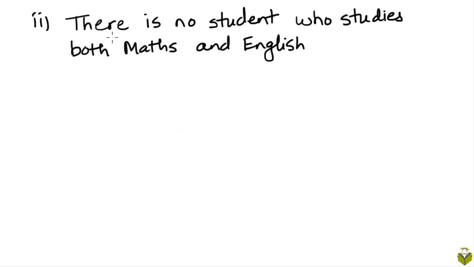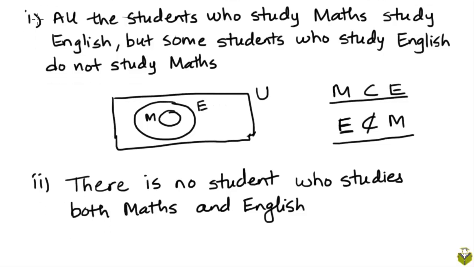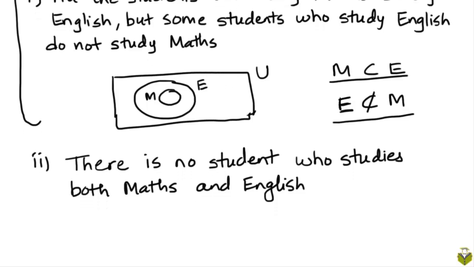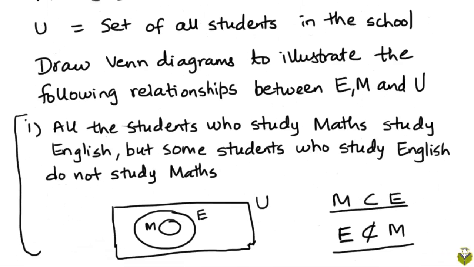Here's a second verbal description. There is no student who studies both maths and English. So when dealing with this, just forget about the first sentence. This is an independent verbal description indicating some relationship between the sets M and E, where M and E are defined as the set of students studying maths and English respectively.